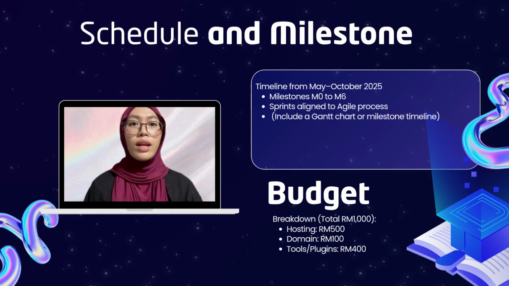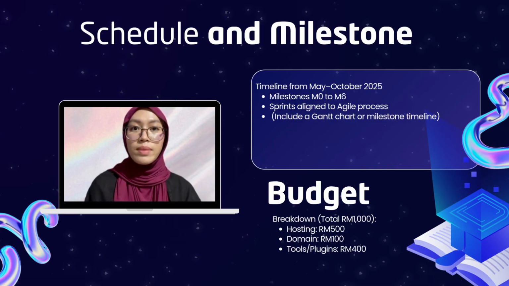The project runs from May to October 2025 and follows an agile approach. We've set 7 key milestones from M0 to M6. In May, we start with project initiation and requirement gathering. In June, we complete the system design. July is for developing the prototype, and in August, we test the beta version.